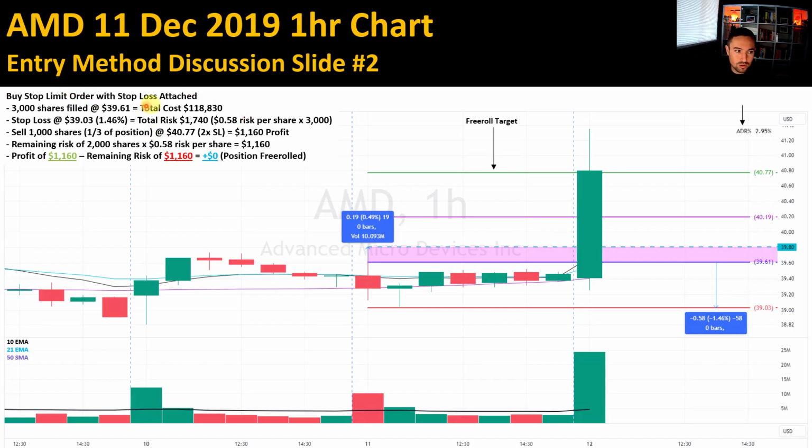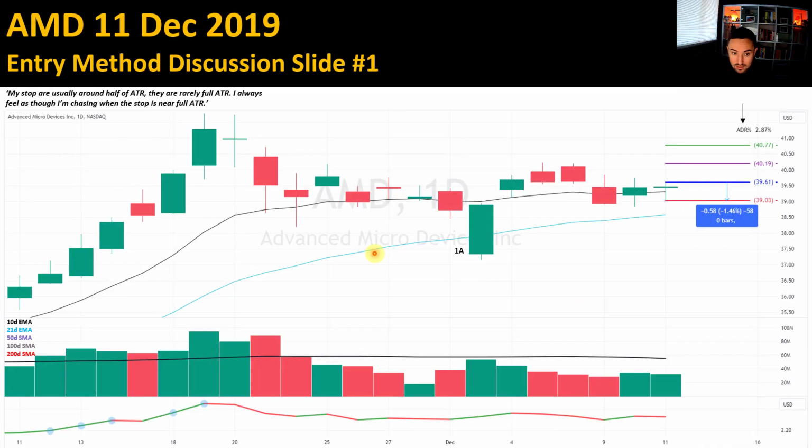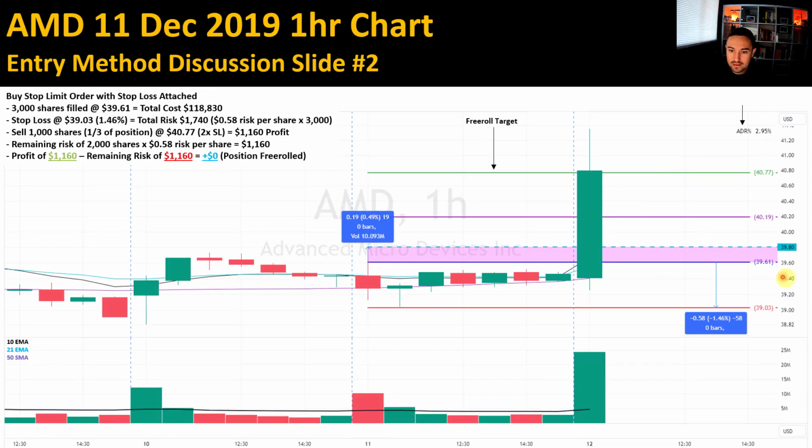Buy stop limit order with stop loss attached. So AMD here, we're going to buy 3,000 shares and we're going to get filled at $39.61. So our total cost on the position is 118 grand. The buy stop limit order, the way we'll be planning it out, is 39.61, and the limit, within 0.5% of the high of this bar, is going to be 39.80.